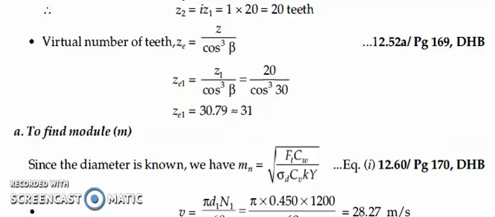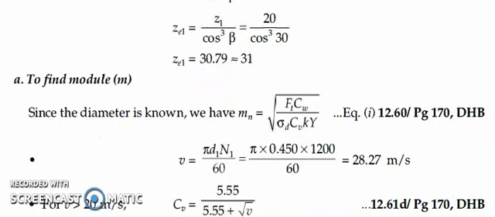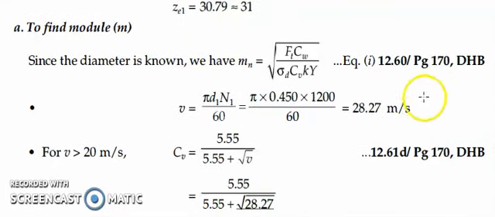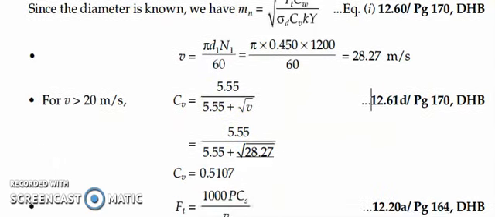Then next we can calculate the value of module. Mn, we can find from equation 12.60. Mn is equal to the square root of Ft into Cw divided by sigma d into Cv into k into y. Then we know V is equal to pi d N by 60, and here the value of V is equal to 28.27. So it is greater than 20 meter per second. So using equation 12.61d, we can use this value for the Cv. Thus we can calculate Cv.